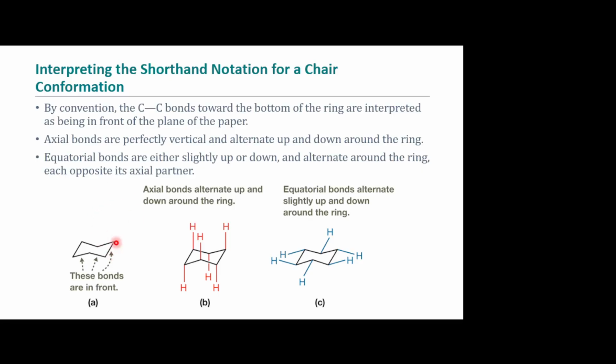Now, by convention, these carbon-carbon bonds towards the bottom of the ring are actually interpreted as being in the front plane of the paper. So these ones here are coming out towards you. Okay? These ones in the back are going away. And that's by convention, so you can easily look at it and go, oh, this is what it is. Right? Is everybody okay with that perspective so far?